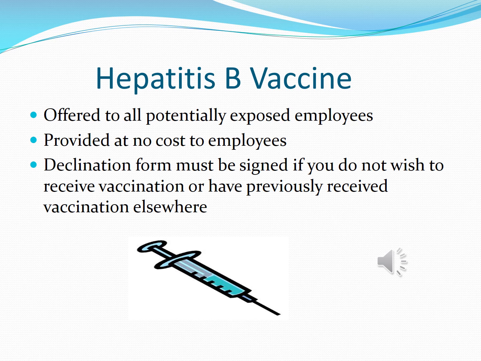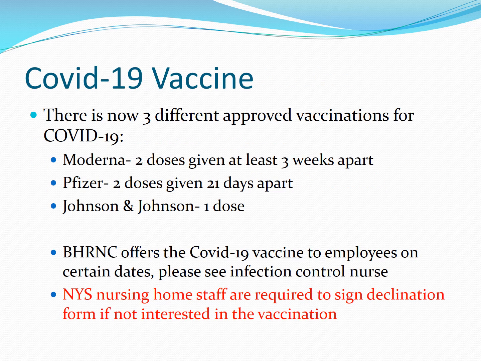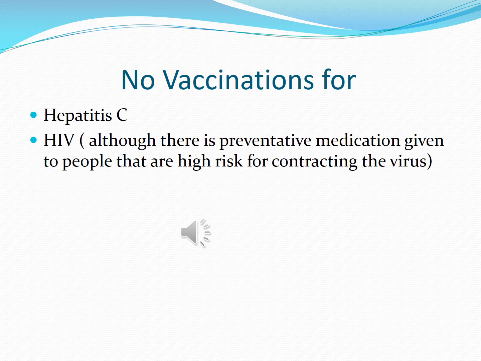Hepatitis B vaccine is offered to all potentially exposed employees. It is provided at no cost. Declination form must be signed if you do not wish to receive vaccination or have previously received vaccination elsewhere. Currently, there are no vaccinations available for hepatitis C or HIV. There is preventative medication given to people that are at high risk for contracting HIV.